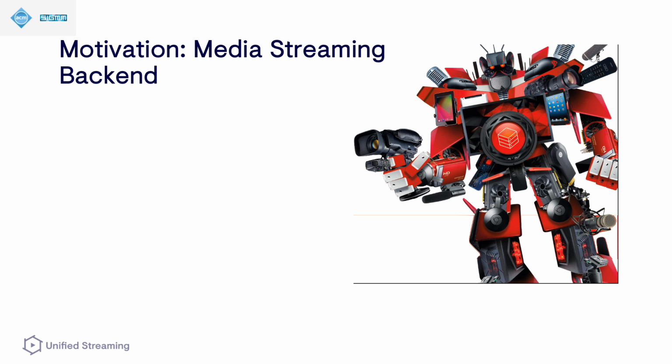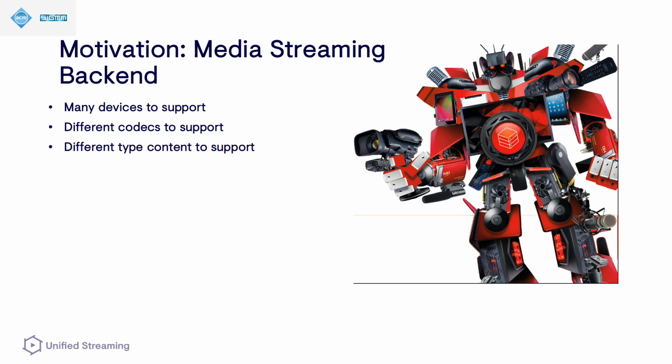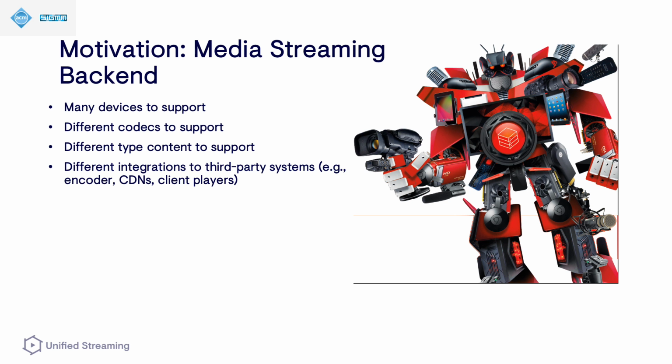More often, we see a higher trend for over-the-top services and TV broadcasters to move from on-premises infrastructure to cloud providers. However, deploying media streaming at scale remains a challenging, not trivial task. So we need to be aware of many devices to support, different codecs to support, different types of content to support, but also the integration with third-party systems such as an encoder or content delivery networks. This has to be always ready and flexible for any type of these media processing functions.